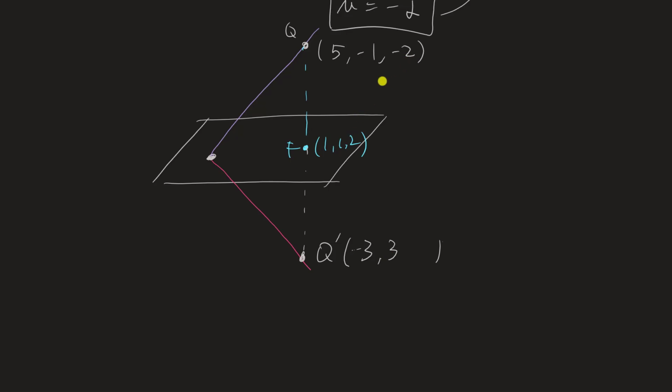-2, I want to get to 2, so I add 4. Here I add 4, and I get this value. So this is point Q prime, the reflection of Q. Then we need to find this particular point.